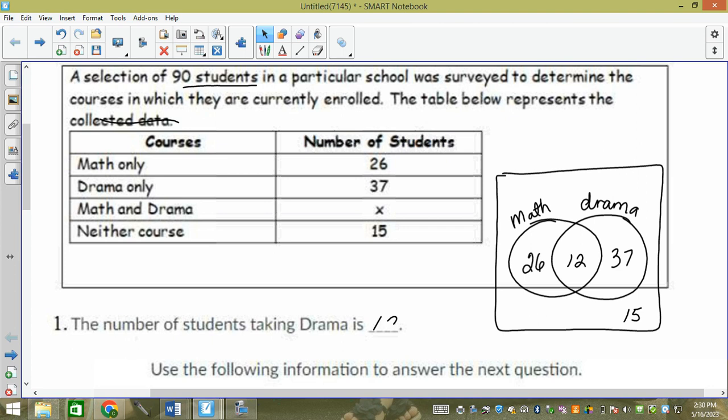Oh, that's not what they asked. Cool. The number of students taking drama. 49, because you add up 12 and 37.